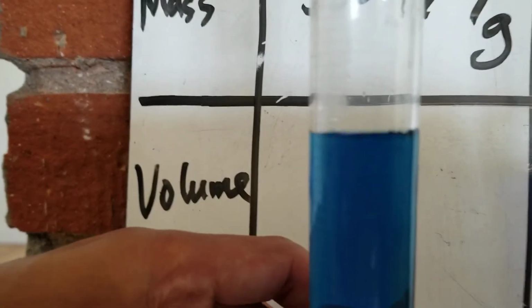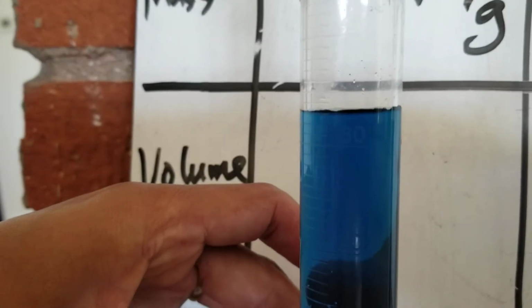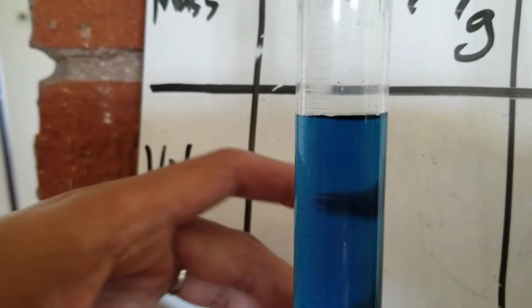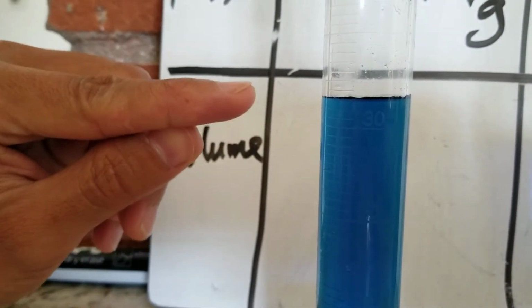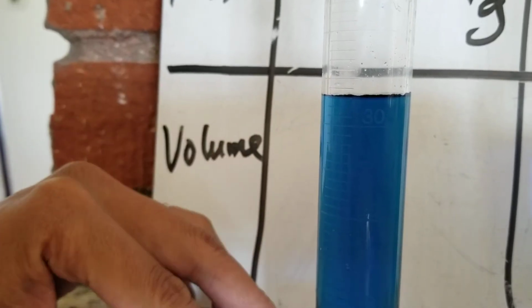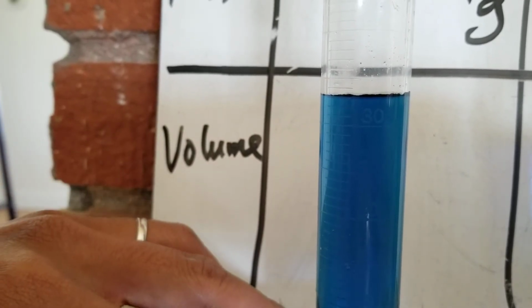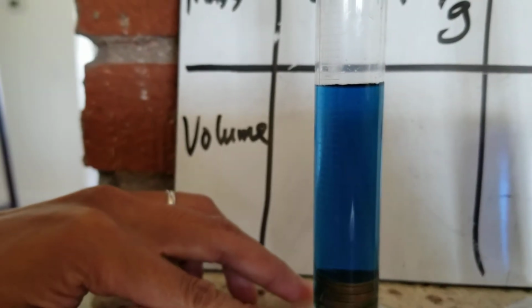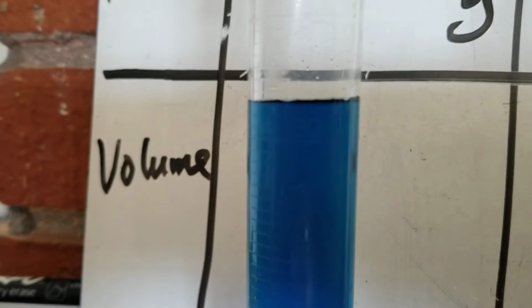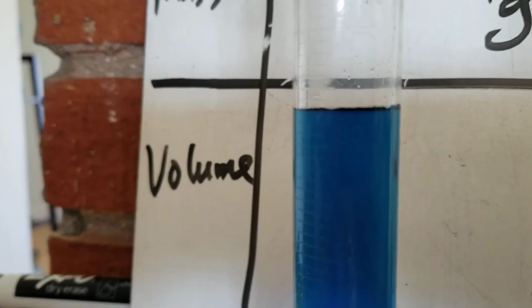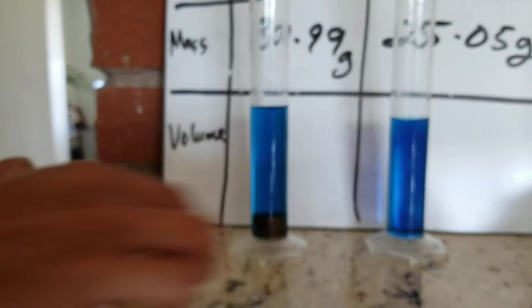All right, let me try to get a better sense of our volume here. Here's our 30 mark, so that would be 1, 2, 3. The bottom of the meniscus, from my point of view, reads 33 milliliters. Okay, now I'm going to measure our 1982 to present time.